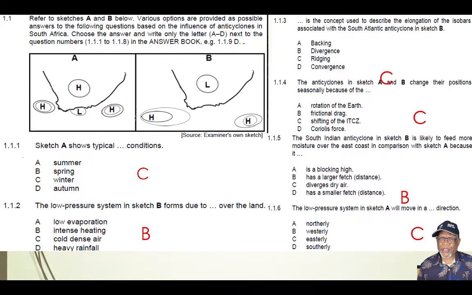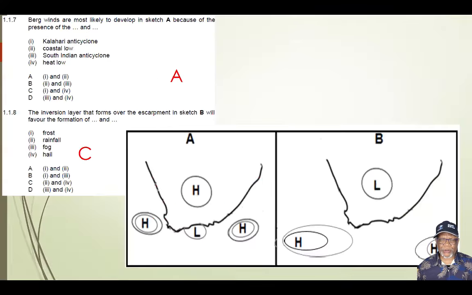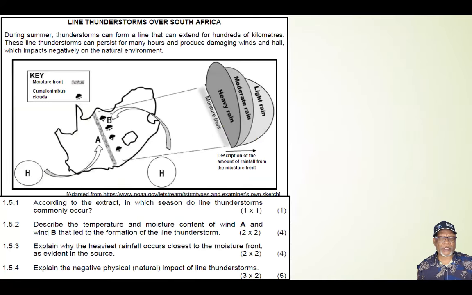Now, here are short activity questions which you must master. Let's look at this line thunderstorm here. According to the extract, in which season do line thunderstorms occur? Even if the extract is not there, you must know line thunderstorms occur during summer because the warm moist air is able to reach the interior and the cold dry air from the west is going to undercut the warm moist air, forcing it to rise.